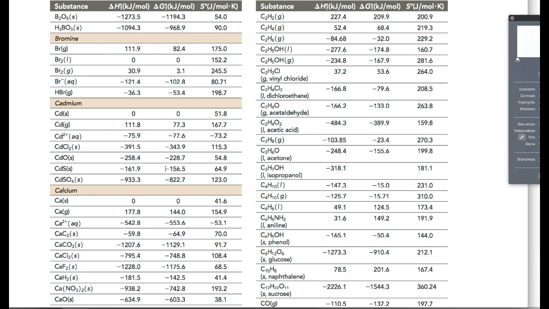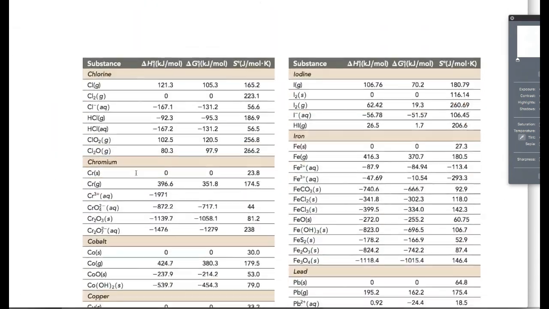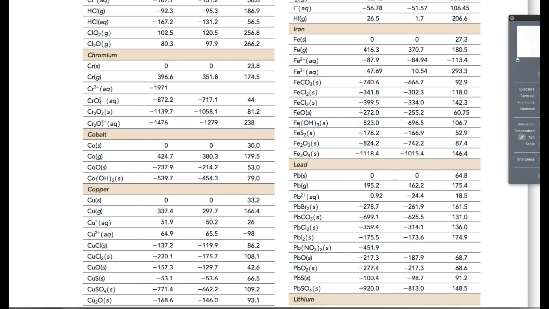Here's bromine, cadmium, calcium. Notice here, FeO. So notice, where would you look for the FeO? Well, you might start looking for the FeO under oxygen, but you wouldn't find it there, you would find it under iron. So my point is, if you don't find the substance in the first place that you look, then check for a different element, because every substance has more than one element. Logically, this could have been under iron or under oxygen, but it turned out that it's under iron.